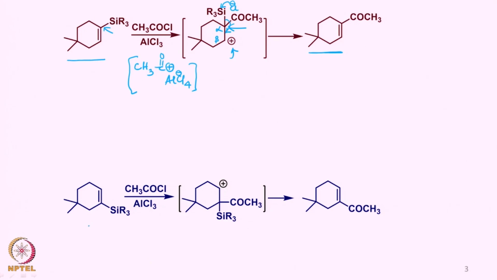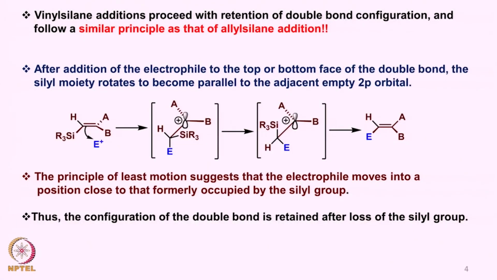In a similar fashion, if we take the other vinyl silane of this kind, which is different from the top one, we expect that the attachment of the electrophile occurs onto the same carbon as the silicon-holding carbon, and therefore we can get a product like this. Now, if we try to rationalize it, vinyl silane additions proceed with retention of double bond configuration and follow a similar principle as that of allyl silane addition.